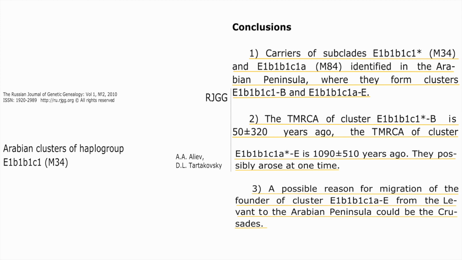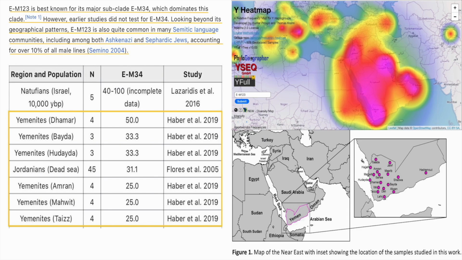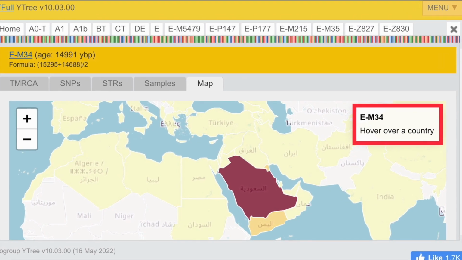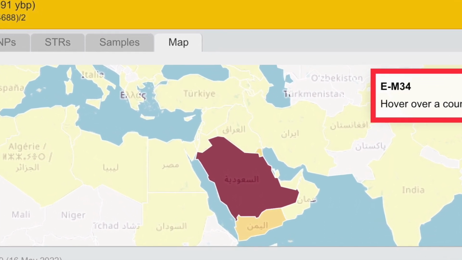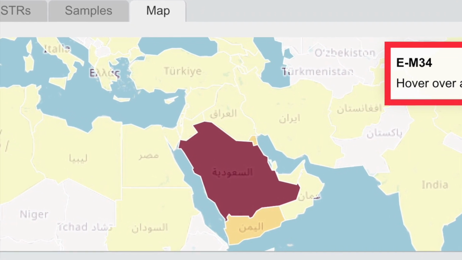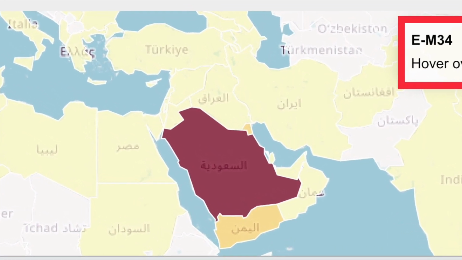3. A possible reason for the migration of the founder of cluster E1B1C1A-E from the Levant to the Arabian Peninsula could be the Crusades. With all of that being said, we can find a very high distribution of E-M34 in the Arabian Peninsula. It represents around 25 to 50% in Yemenites, as an example. If you take a look at YFull.com and type in E-M34, you can see a high percentage of this haplogroup within the Arabian Peninsula, as well as other parts of the Middle East and the Mediterranean.